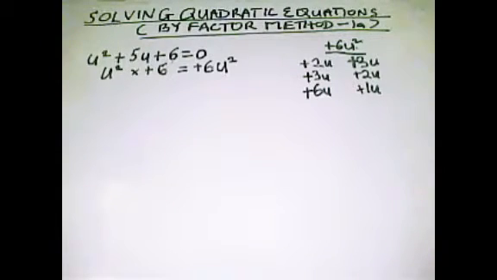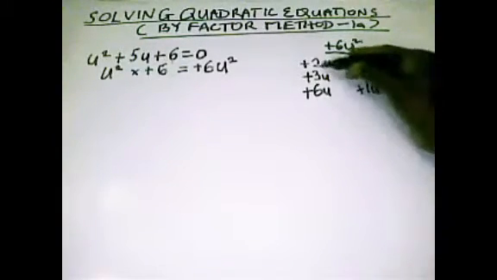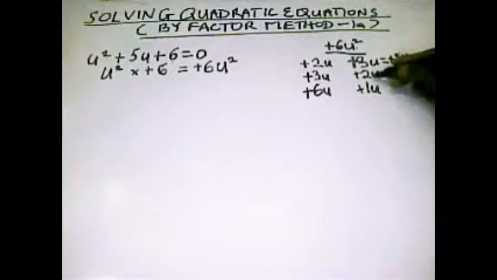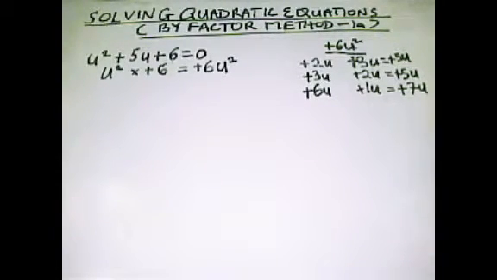The next step is to see which of these factors will sum up to give us plus 5u. Let's try the first pair: plus 2u plus 3u will give us plus 5u. I believe that is well understood. The other one, plus 3u plus 2u, will also give us plus 5u. Then plus 6u plus 1u will give us plus 7u. So you can see that this last one, plus 6u and plus 1u, does not give us what we are looking for, so we strike it out.